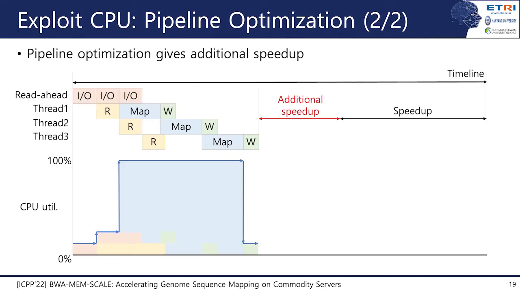This slide shows the effect of pipeline optimization. There are 4 threads: the read-ahead thread and 3 pipeline threads. The read and write stages are also shortened and always finish before the map stage of the other pipeline thread finishes. As a result, the CPU utilization is almost always high and additional speedup is gained.